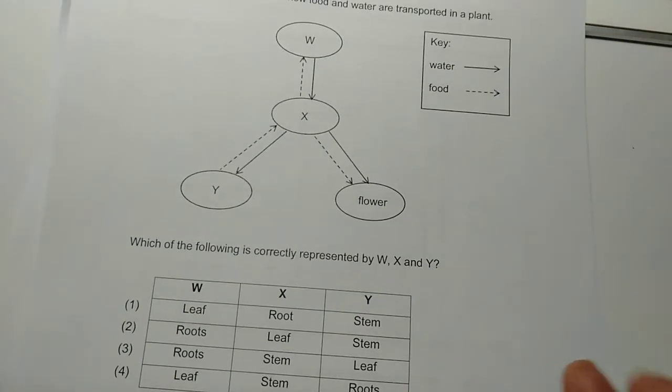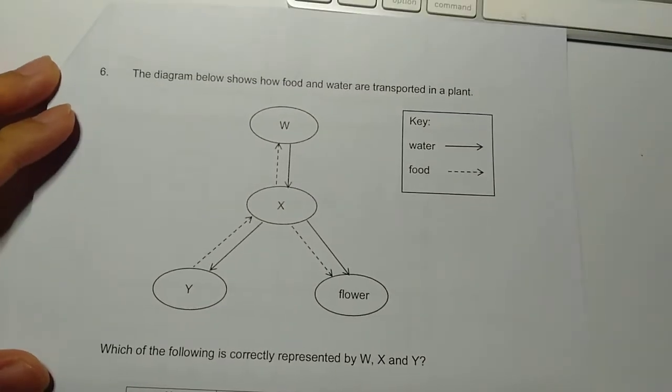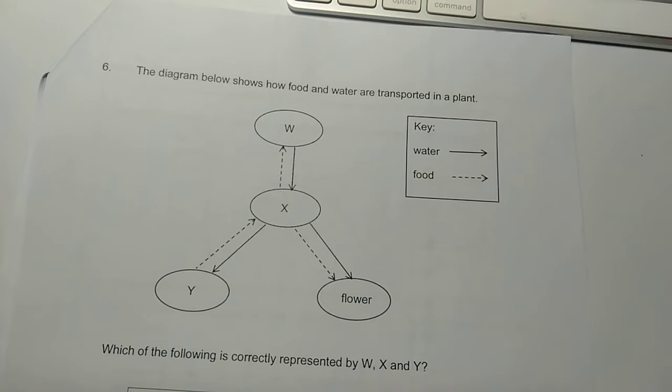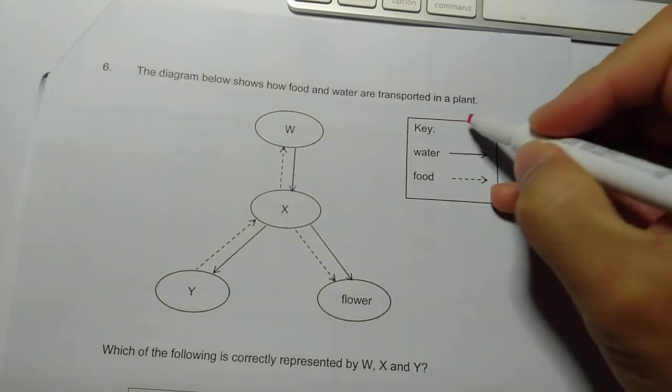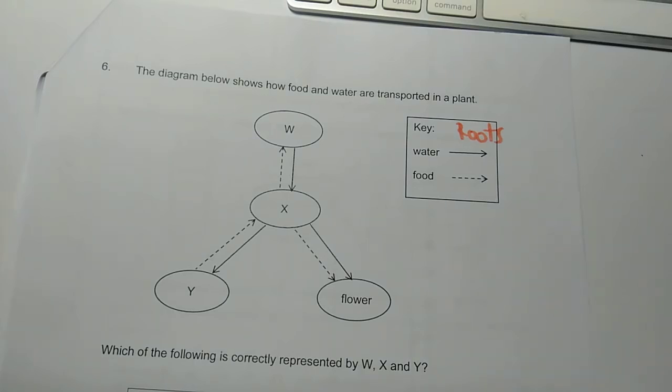Question 6. The diagram shows how food and water are transported in a plant. Now here, there are two ways to do this very easily if you are confused by all these lines. So let's say I do the first way, which is, let's say I'm very familiar with roots, because I know that roots absorb water. So I must then start off with the roots. How do I know where the roots are? I see where the water is coming from.